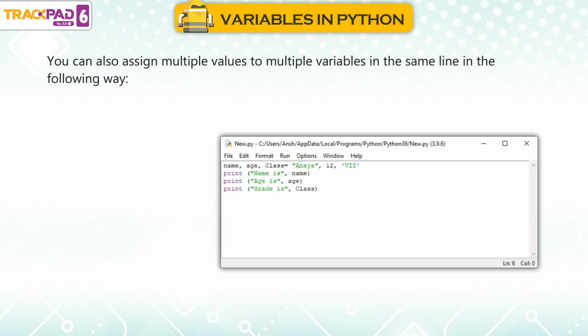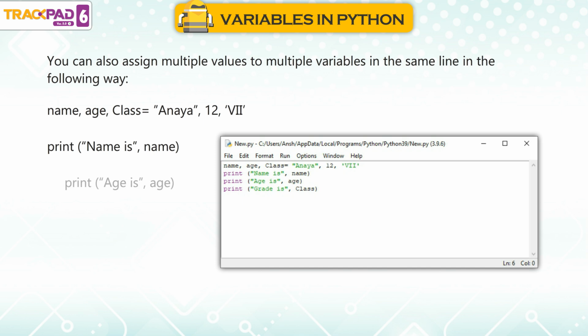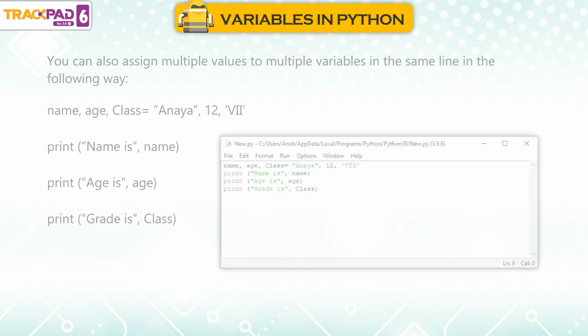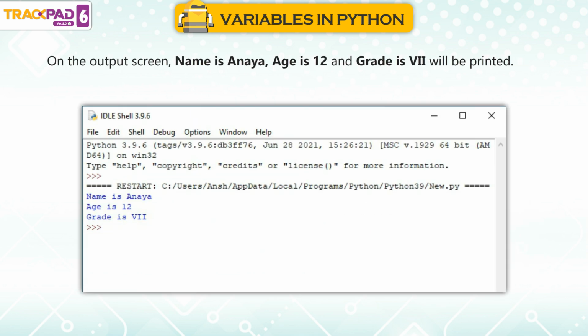You can also assign multiple values to multiple variables in the same line in the following way. name, age, class = "Anaya", 12, "7th". print("name is", name), print("age is", age), print("grade is", class). On the output screen, name is Anaya, age is 12, and grade is 7th will be printed in 3 lines.